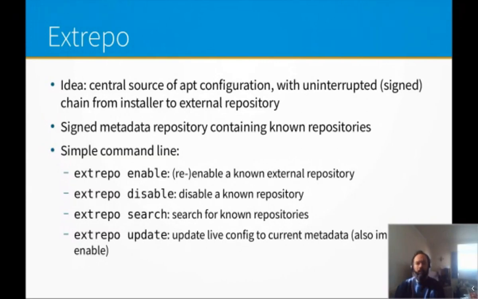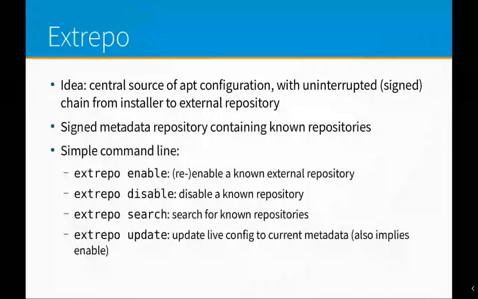Extrepo itself, the command is fairly simple. I'm just going to switch off my camera here for a moment so you can read the whole text. There's basically only 4 commands that exist. The enable command enables a known repository if it hasn't been enabled yet. If it has been enabled, it just re-enables it if you disabled it with the next command, which is Extrepo disable. Then there's one called Extrepo search and an Extrepo update.